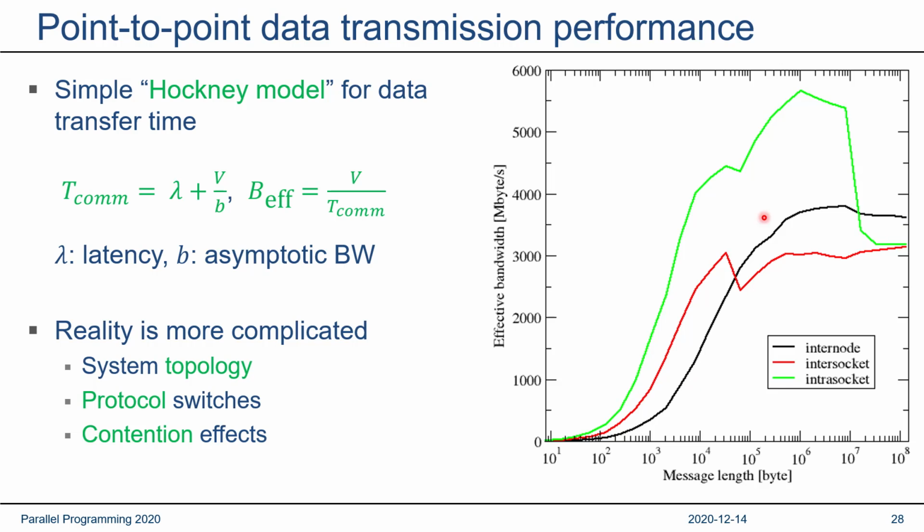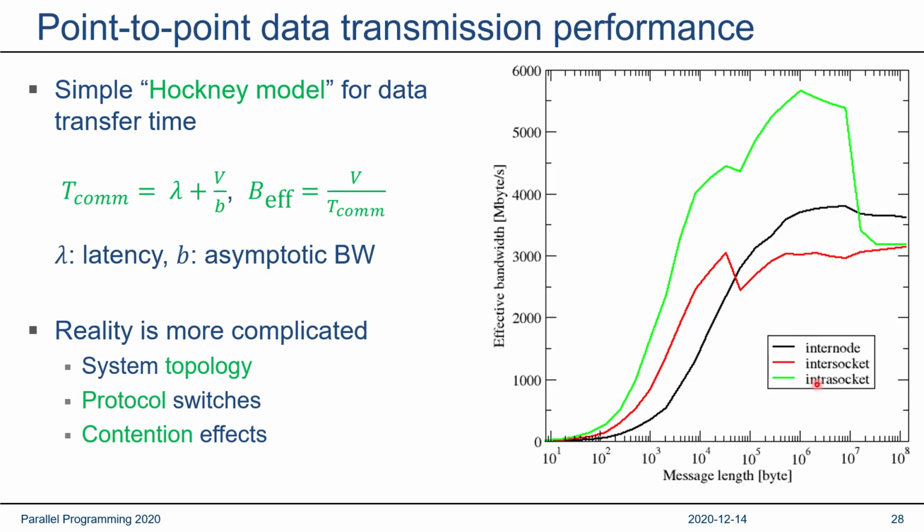Asymptotically, of course, since for large data volumes the second term in the communication time dominates, we expect an asymptotic value that is equal to the asymptotic bandwidth in the model, B. And we see that this expectation is more or less fulfilled, at least if you squint a little. For the internode case, it is anyway.